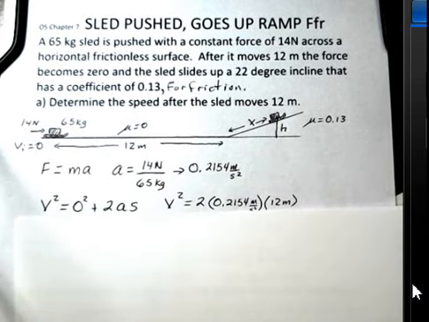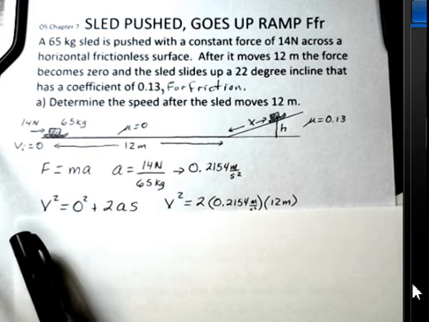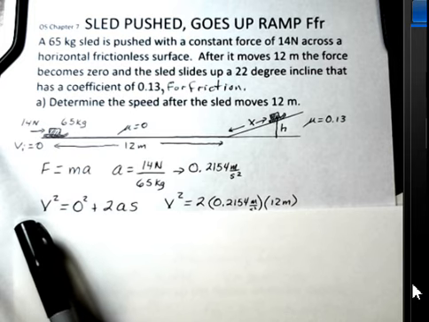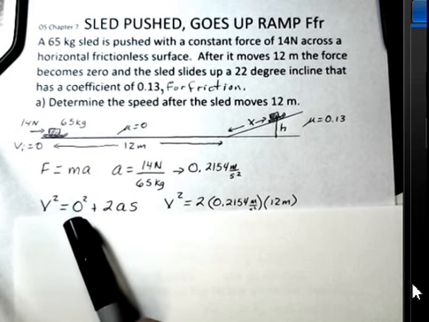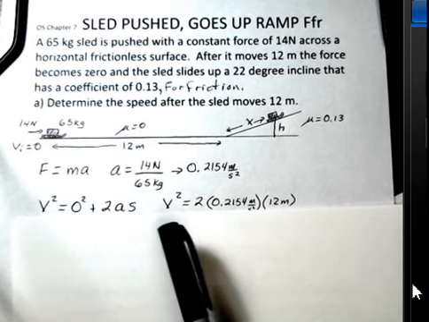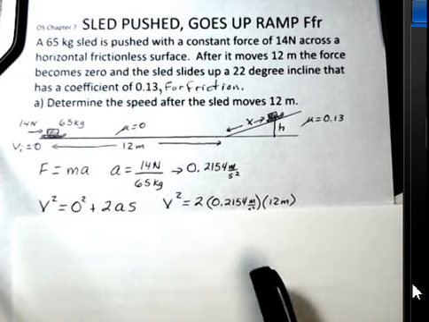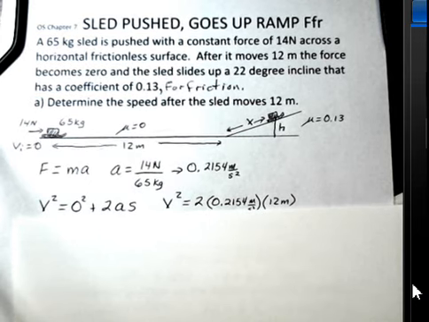So the kinematic equations, we do not know the time to travel the 12 meters. So I pick one of the kinematic equations that has the final velocity but does not have time. So v squared, the final velocity squared, the initial velocity squared is 0, plus 2 times the acceleration times the distance traveled. So v squared equals 2 times 0.2154, and all that multiplied by 12.